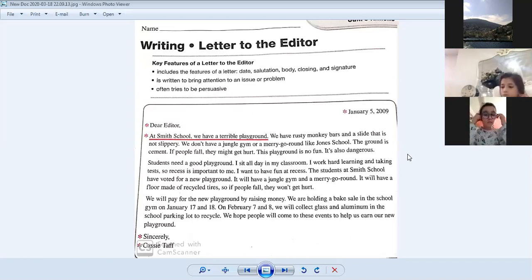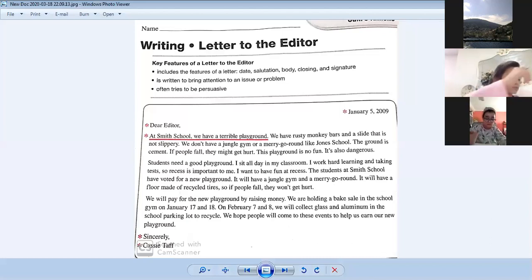Question number one. Draw a star next to the date. Where is the date? This is the date. Write a star next to it. Yeah. All of you. Draw a star next to the date. I don't know. I write the page number 318. Stop asking about the page. Okay.